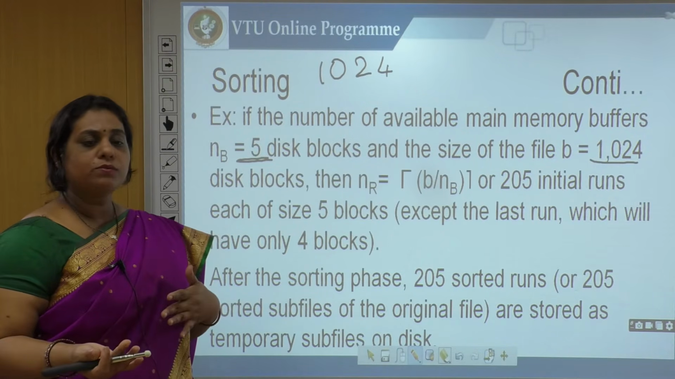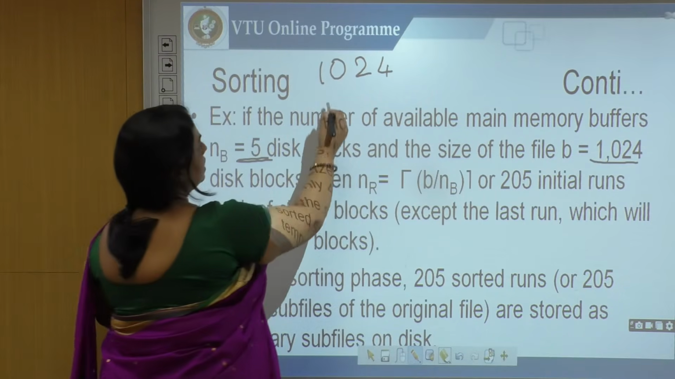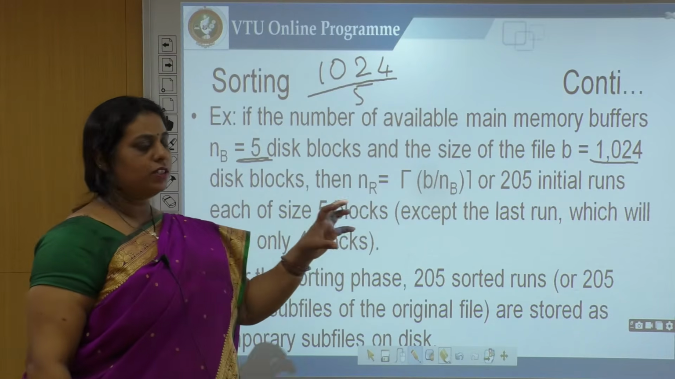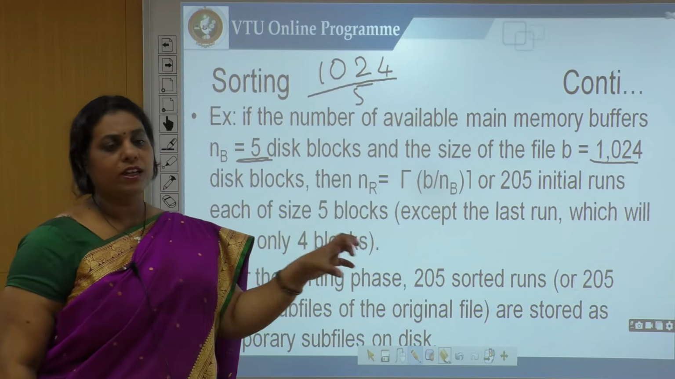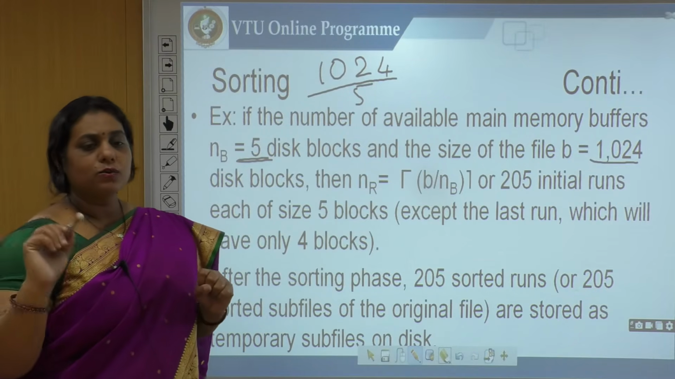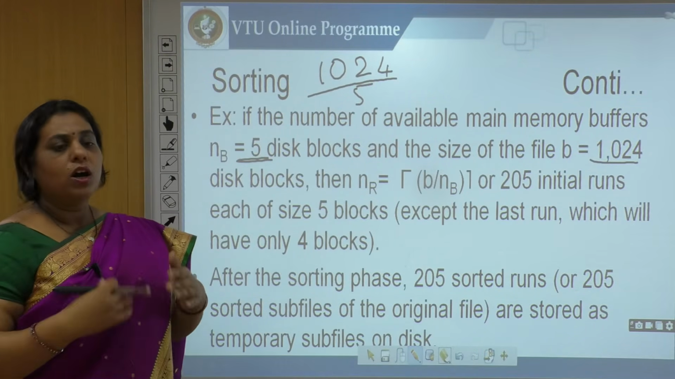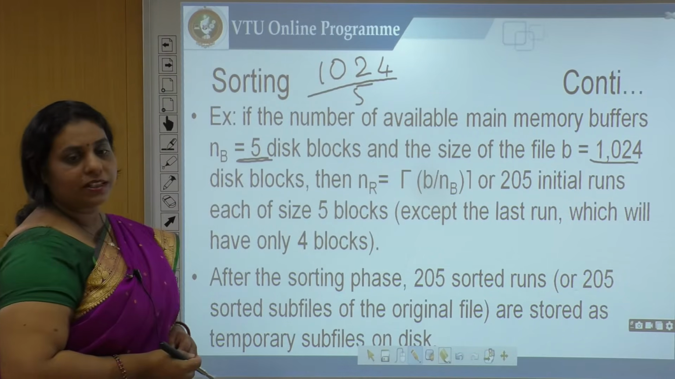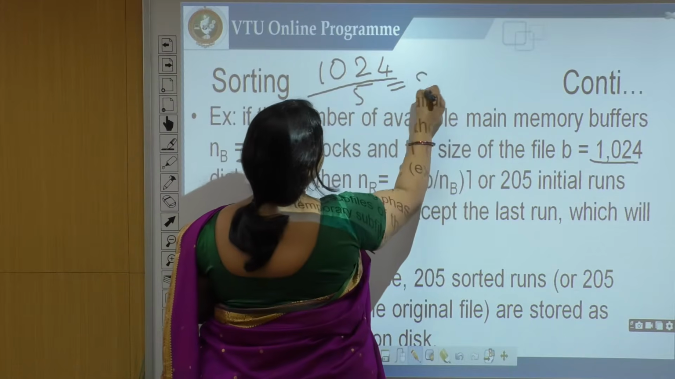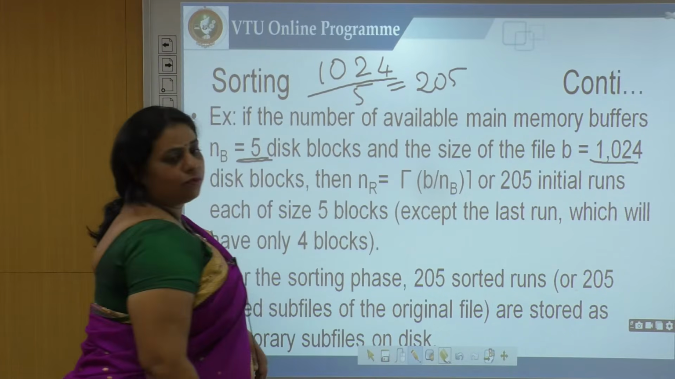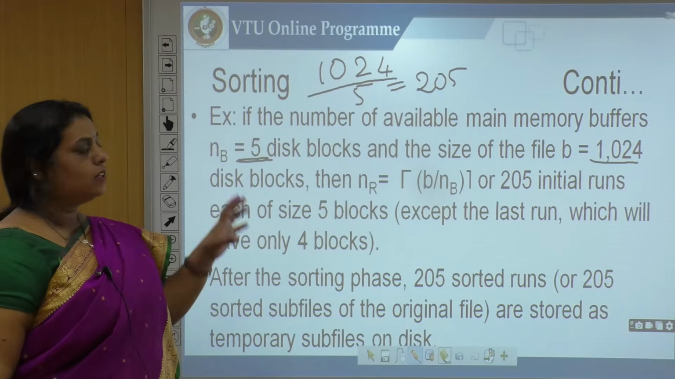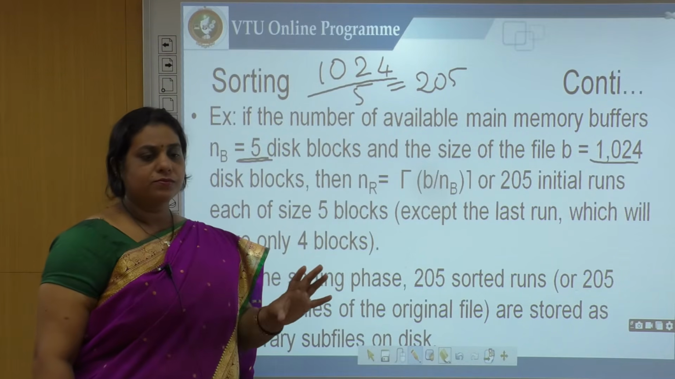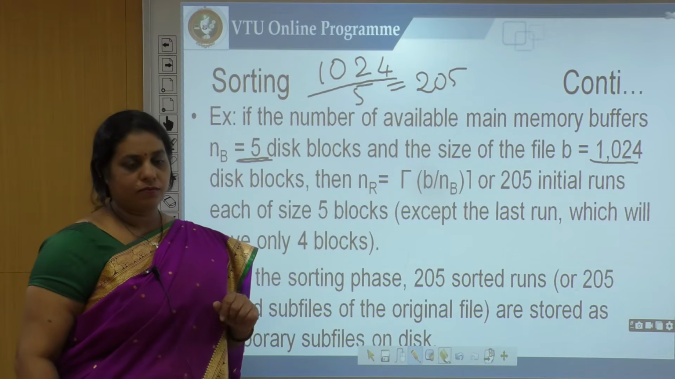Then how many times do I need to run the sorting algorithm? That is 1024 divided by 5. At one time, I'm capable of moving just 5 blocks, sort them, 5 blocks, sort them, until I reach 1024 disk blocks. So how many subfiles will be created? 1024 divided by 5, that is about 205 sorted subfiles, and they will be written back to the disk as temporary subfiles.